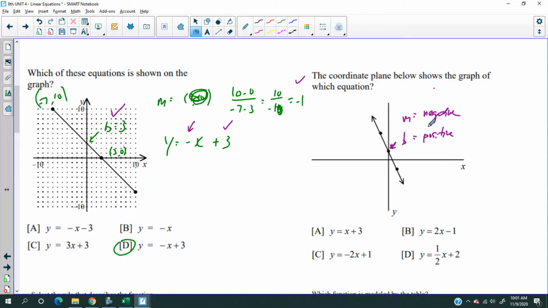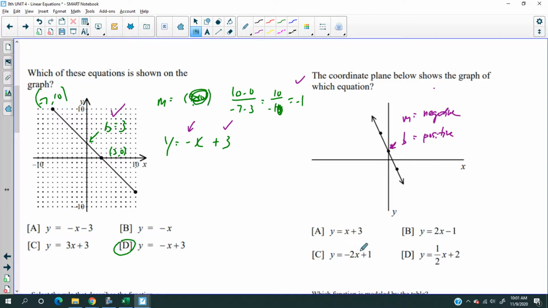Now, here, look, they don't even give you numbers, right? So some of you might think, uh-oh, how am I supposed to tell? Now, look carefully. Choice A has a positive slope, positive y-intercept. Choice B is positive slope, negative y-intercept. C, D, and so on and so forth, right?